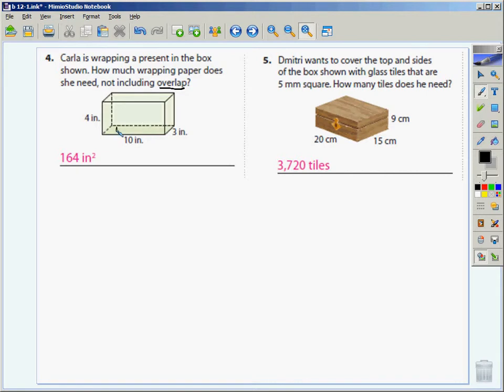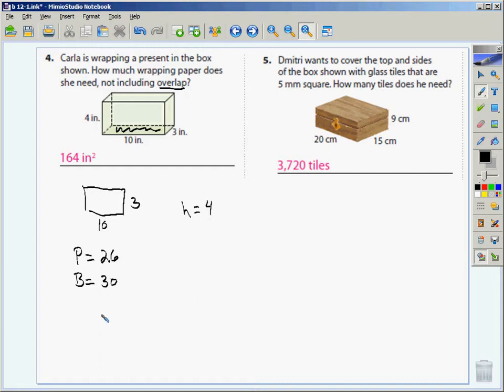I treated this piece as my base. I separated it out. 10, 3. That made my height 4. P and B both come from this, perimeter and the base area. The base area is 10 times 3, which is 30. The perimeter is 10 plus 3, which is 13, times 2, which is 26.